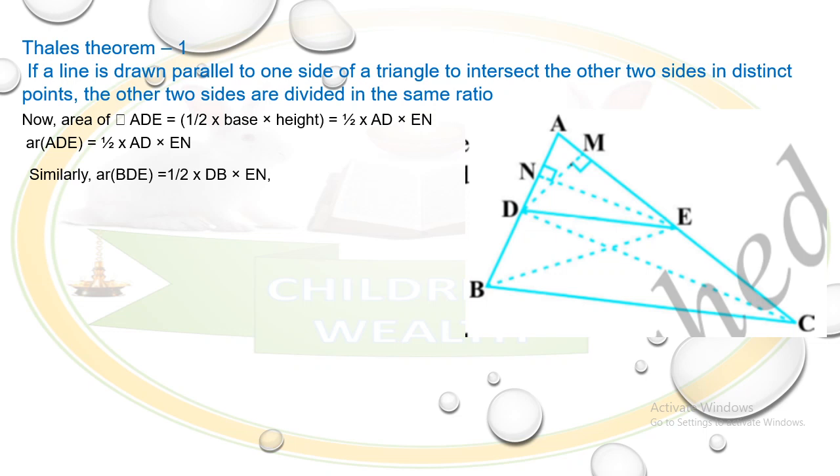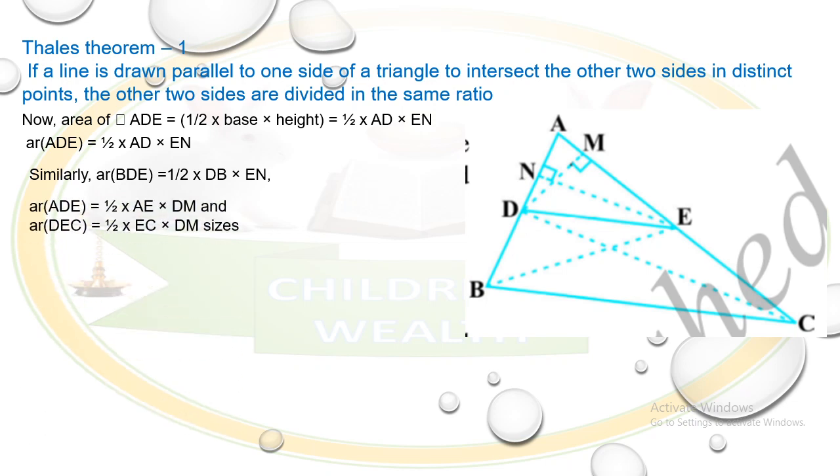You may doubt why we have taken only triangles ADE and BDE. We need to prove the sides AD, BD, AE, EC. These should come at the end of the results. That's why we have considered the triangle having AD as one side and the triangle having BD as another. So the area of BDE is half into base, that is DB, and height is nothing but EN. Here also we have drawn one line perpendicular to the base line BD, that we call EN.